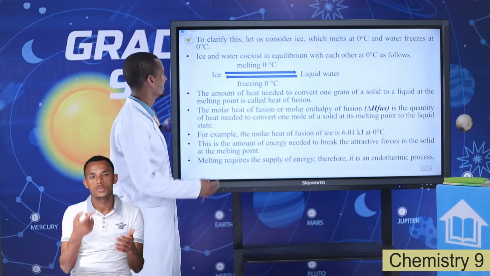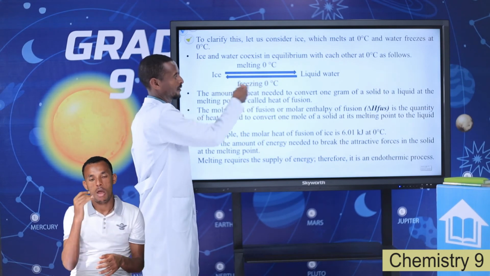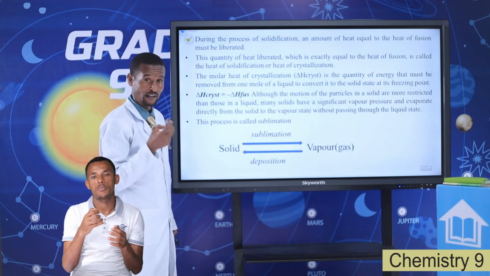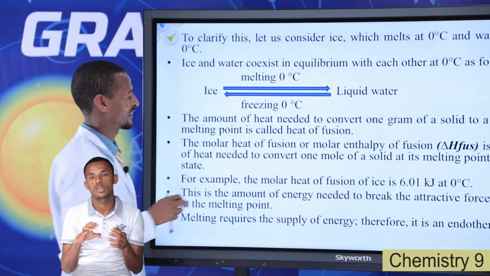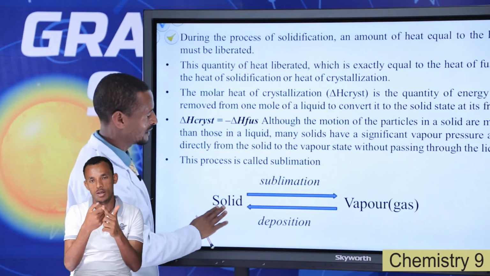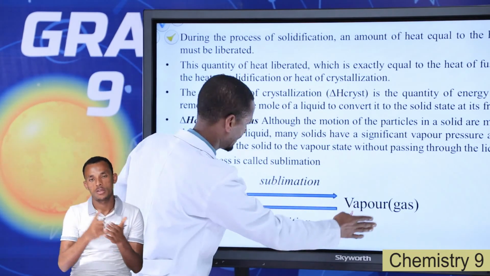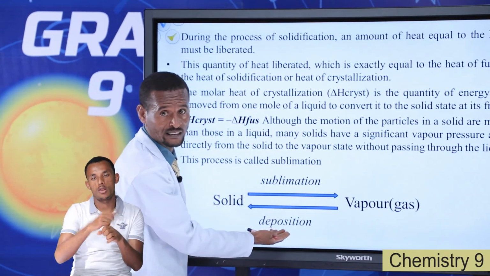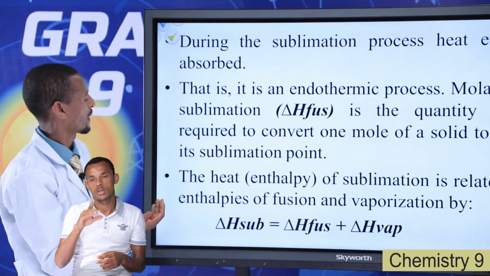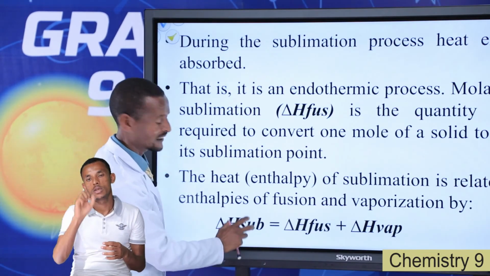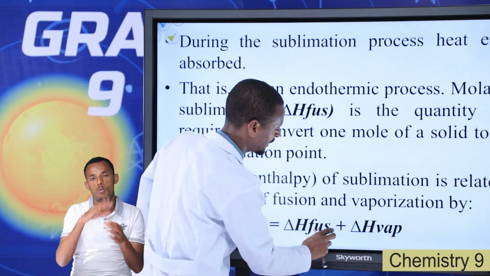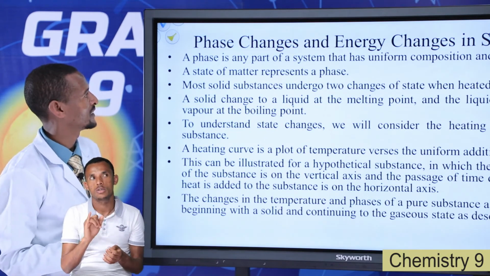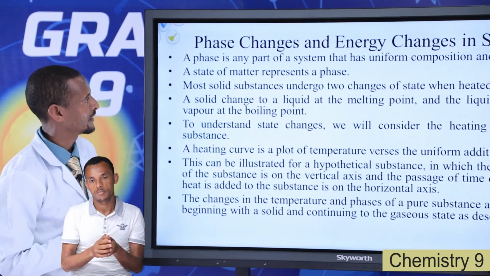What we have seen here is when ice melts, it changes to liquid. When liquid water freezes, it becomes ice. The second one: when a solid sublimes, it changes directly to vapor or gas. When vapor changes into solid, the process is said to be deposition. Sublimation is the sum of molar heat of fusion and molar heat of vaporization. There is phase change that we have seen earlier, and energy changes in solids.